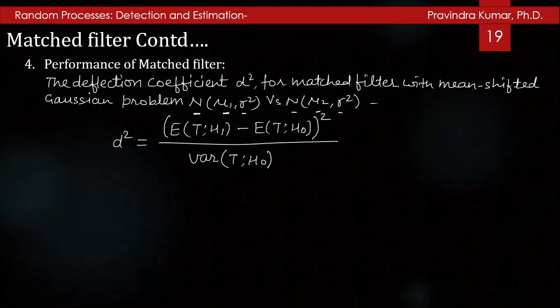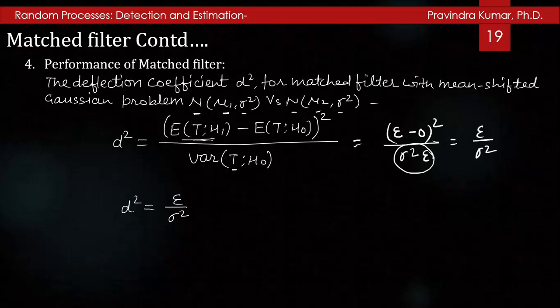So the deflection coefficient d square will be equal to epsilon by sigma square, because in this case the expected value of the test statistic under hypothesis H1 is epsilon minus 0, whole square, divided by the variance under hypothesis H0, which is sigma square epsilon. So it will be epsilon by sigma square, because the variance of the test statistic under hypothesis H0 is sigma square epsilon. This deflection coefficient is just the SNR at the matched filter output.